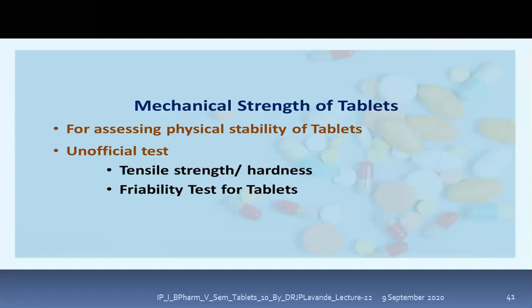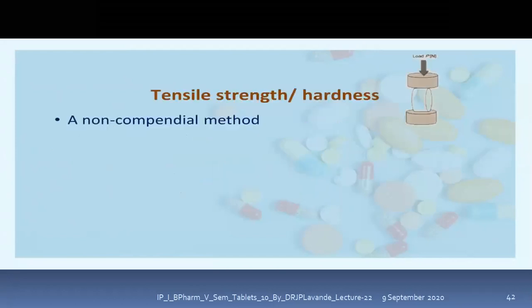So the mechanical strength of the tablet is tested for assessing the physical stability of the tablet. So tensile strength, hardness, friability, all these are said to be the unofficial tests, and these are to be performed. Now, this is in order to measure the hardness. The tablet is compressed across its diameter, subjected to a particular load, and the strength of the tablet is measured.